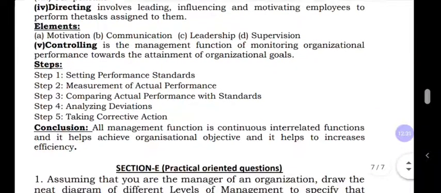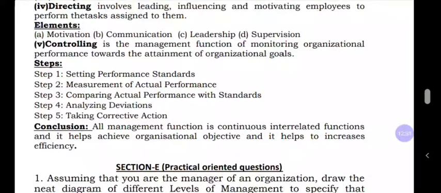Next one, directing. Directing involves influencing and motivating employees to perform the tasks assigned to them. Here there are no steps in directing, only elements. There are 4 elements: motivation, communication, leadership, supervision. And the last function, controlling: the management function of monitoring organizational performance towards the attainment of organizational goals. This also you can write, or you can write the meaning of controlling, no problem. The steps, there are 5 steps: setting performance standard, measurement of actual performance, comparing actual performance with standard, analyzing deviation, taking corrective action.